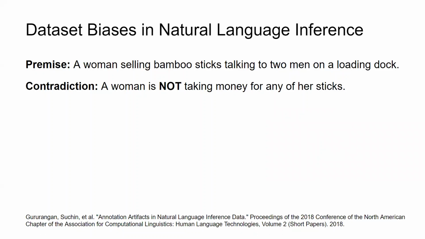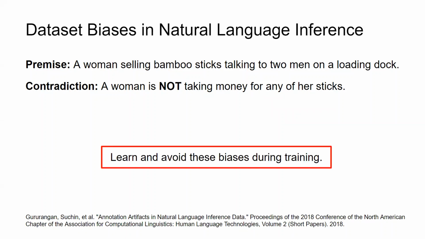This problem is prevalent in the natural language inference task as well. In the natural language inference task, the goal is to label a sentence pair as contradicting or not. The researchers noticed that most of the contradicting sentence pairs in the dataset actually contain the word "not", and these cause the models to memorize this pattern and take shortcut predictions to predict the label of a sentence pair. So these models could not generalize to real life cases as well. And the proposed solution was to learn and avoid these dataset biases.